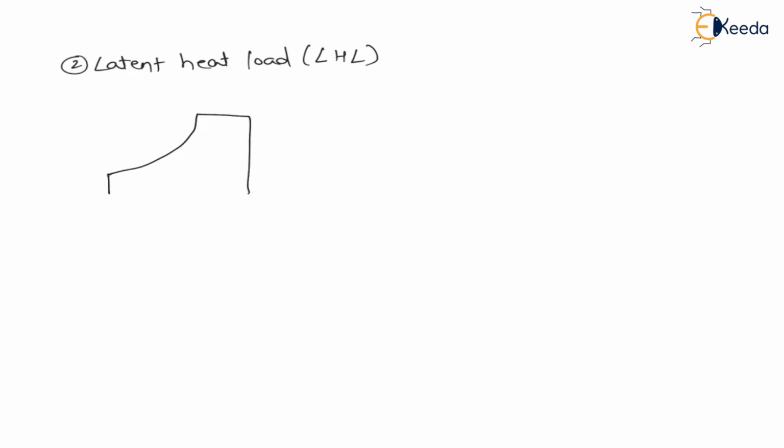Now second is latent heat load. It is also represented by LHL, right? Now in case of latent heat load, there will be no temperature change. Latent heat is nothing but the heat responsible for phase change, and during phase change temperature remains constant. So let us understand this latent heat load. If I draw the psychrometric chart, on the x-axis there will be the temperature, that is the dry bulb temperature. On the y-axis specific humidity, and this curved line is the relative humidity equal to 100% line, that is the saturated line. And these points we have already discussed many times in previous lectures, right?